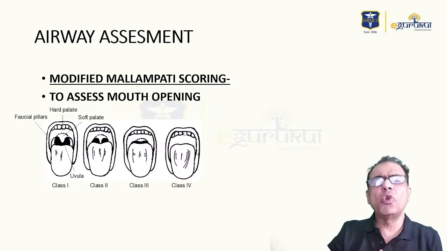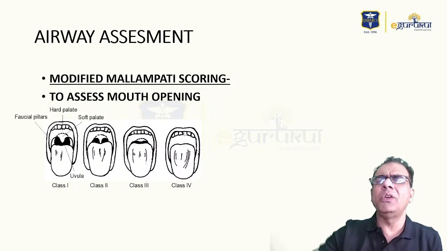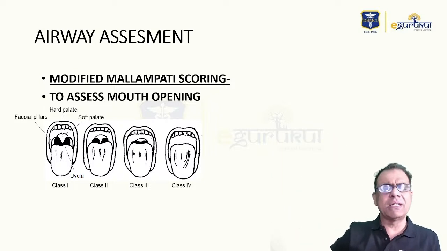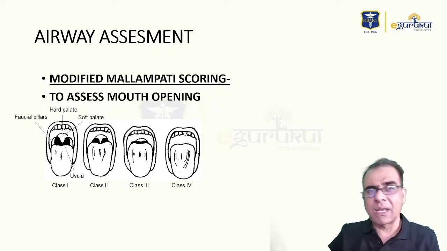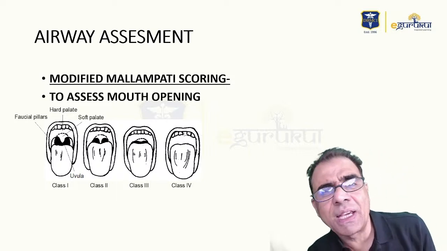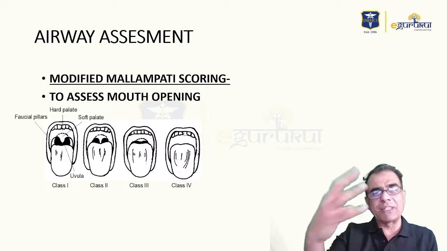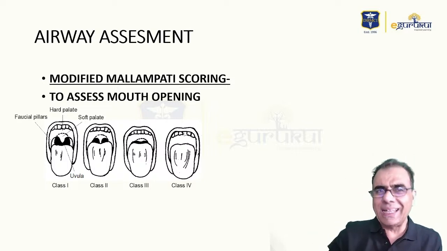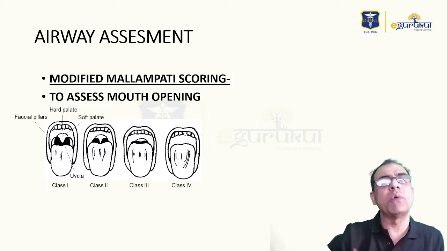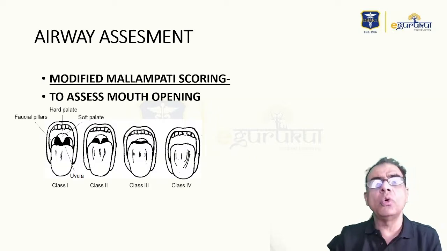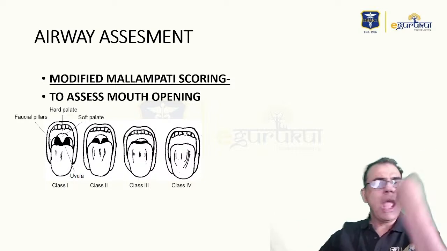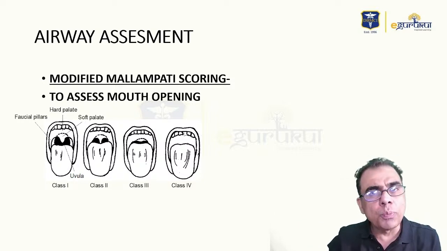So that includes taking a complete history, complete examination, general physical examination, and systemic examination, and in systemic examination, particularly the examination of the respiratory system and cardiovascular system. But one system that we additionally examine is the airway, because we are going to intubate the patient through the oral cavity. So there should be adequate mouth opening. Then only you will be able to insert your endotracheal tube and laryngoscope.